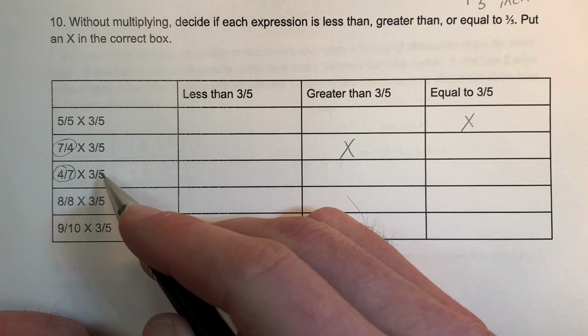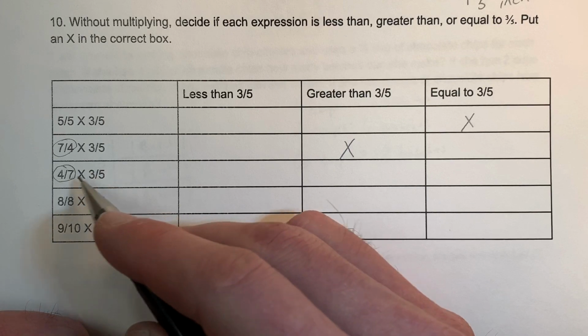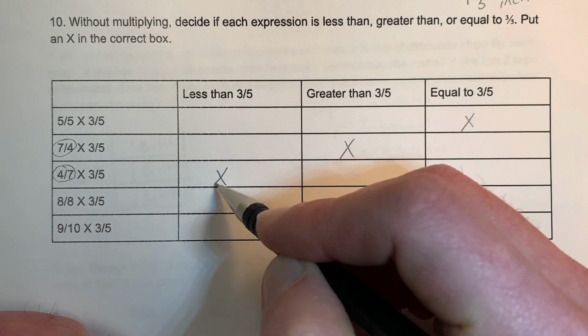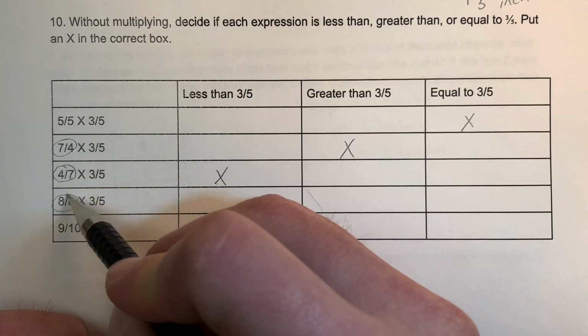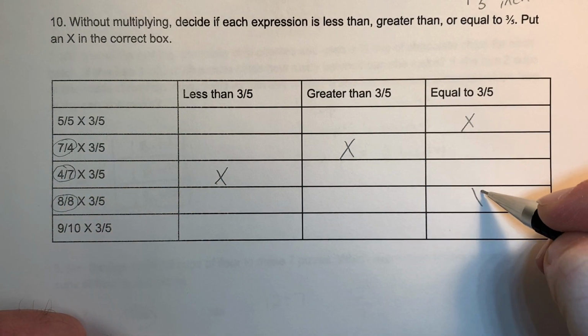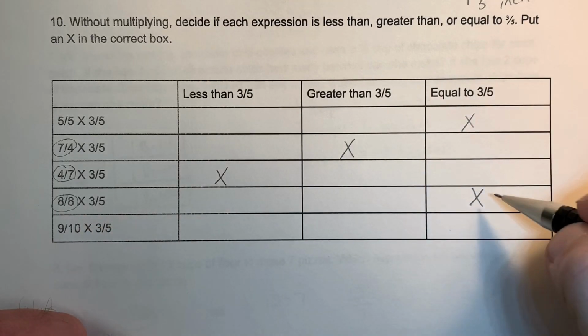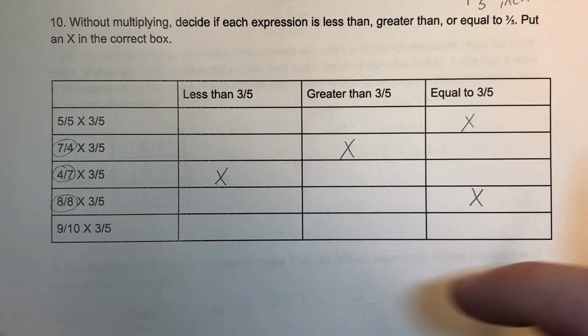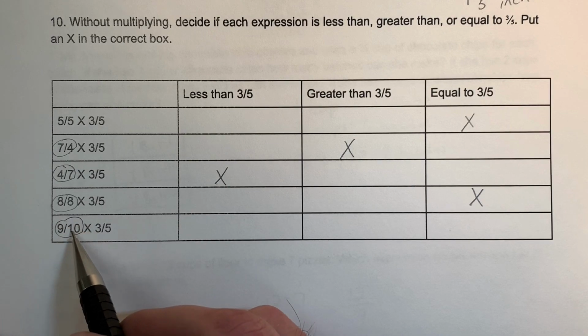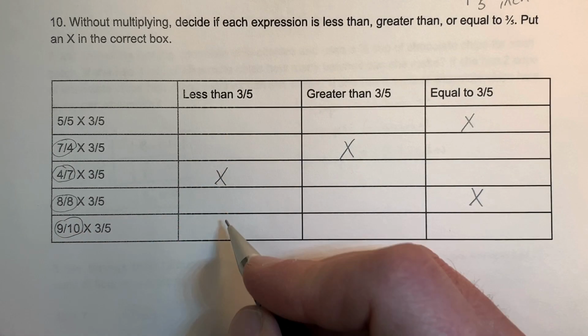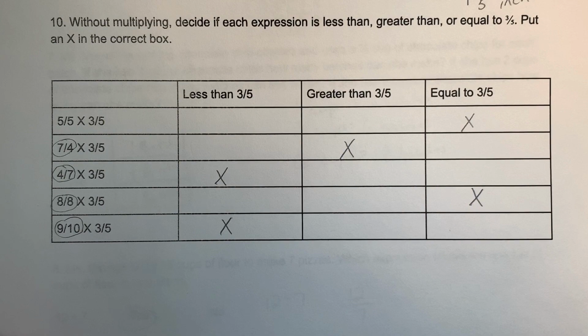So if I take any number, multiply it by a number less than 1, I'm going to get less than 3/5. 8 over 8 is equal to 1. So 1 times 3/5 will give me 3/5. 9 over 10 is less than 1. Just a little bit, but it's less than 1. So I know my answer is going to be less than 3/5.